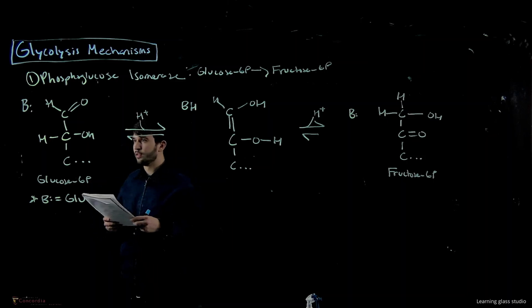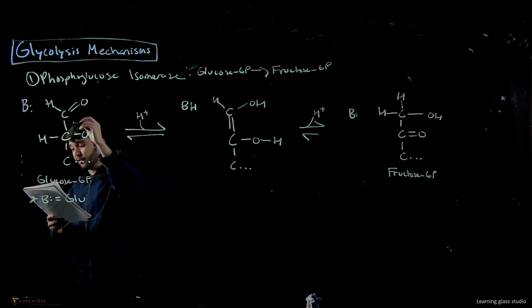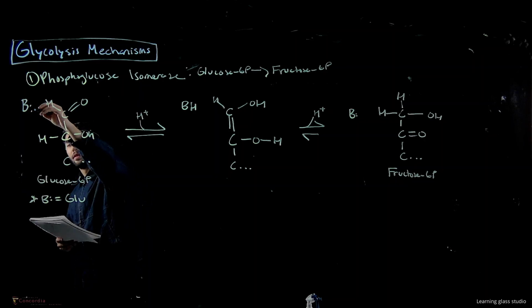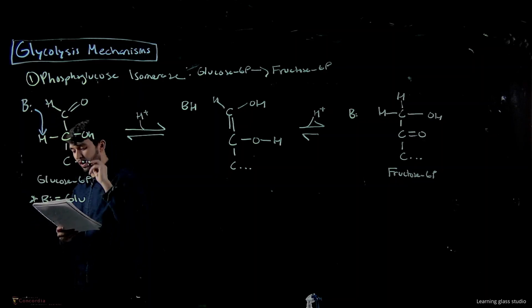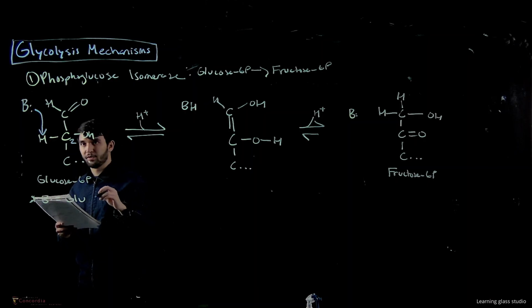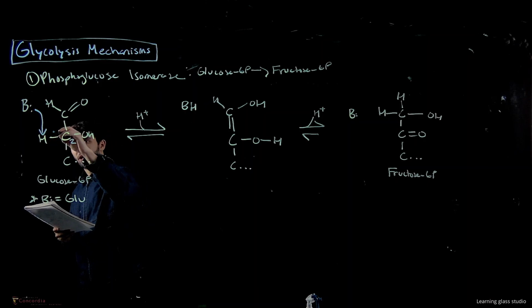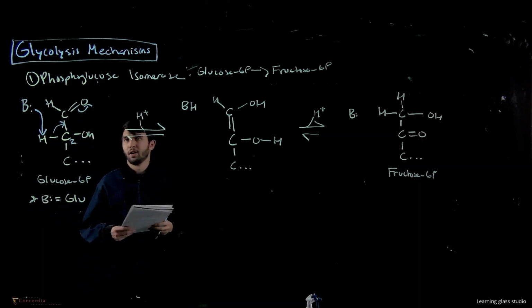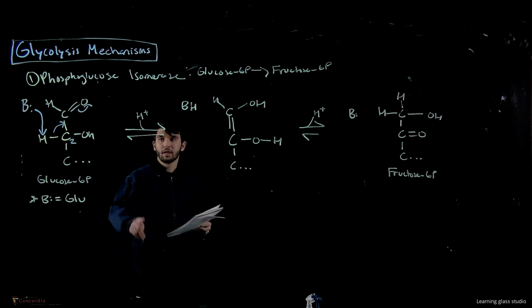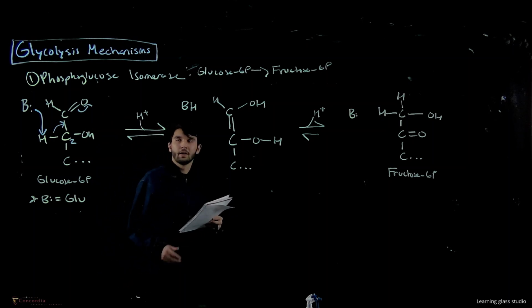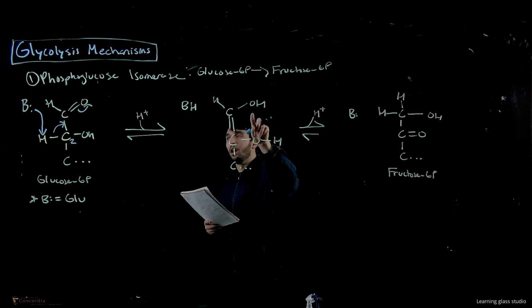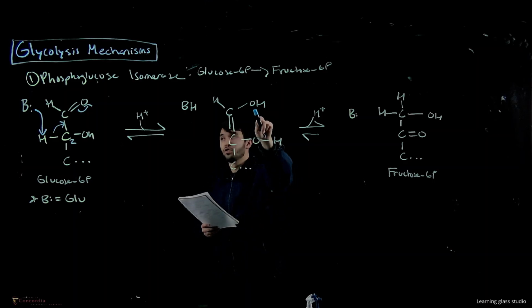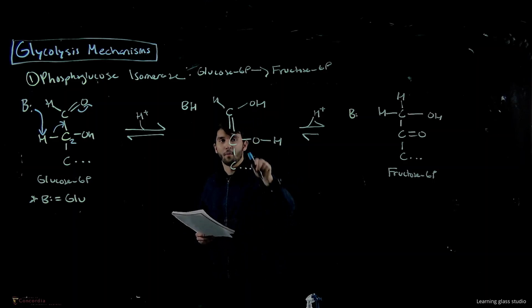Okay, so what is first going to happen is this basic glutamate is going to come and grab this proton off of carbon 2 in glucose 6-phosphate. The electrons in this bond will go and form a double bond here, and then the electrons in the carbonyl will go up to an oxygen, and then an H plus will come in and turn the oxygen into an OH, so turn the carbonyl into an OH, and then we get a double bond.